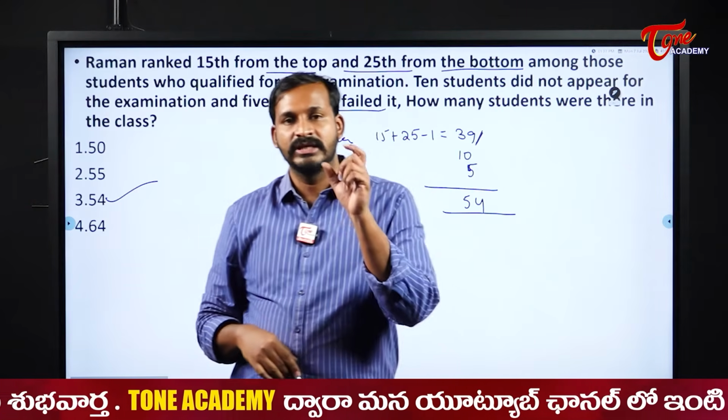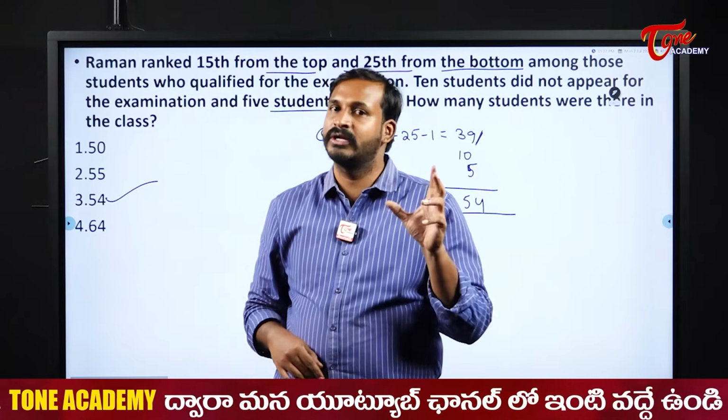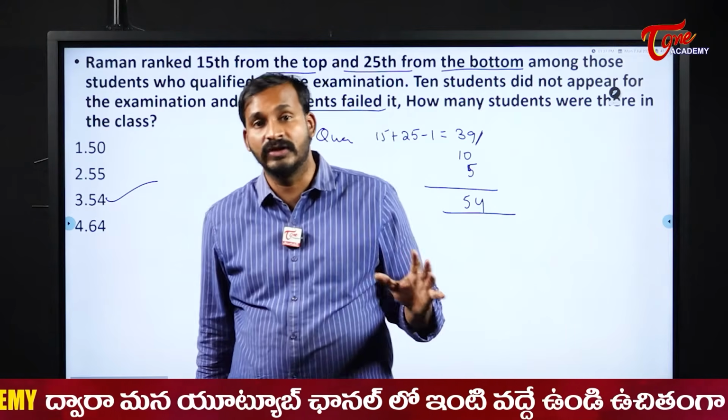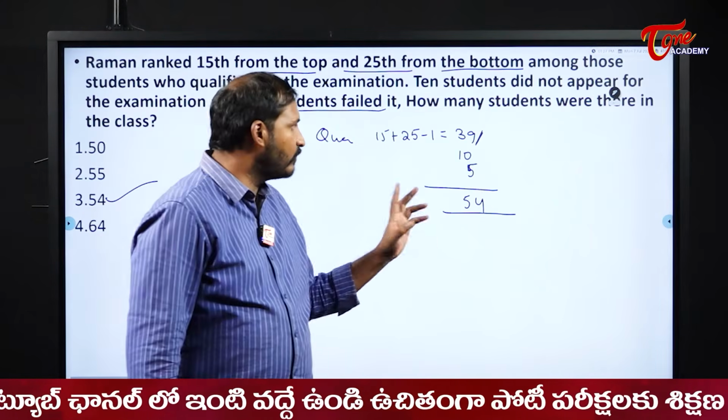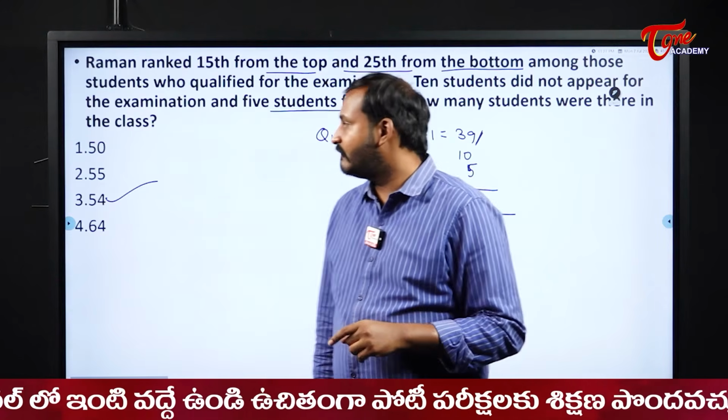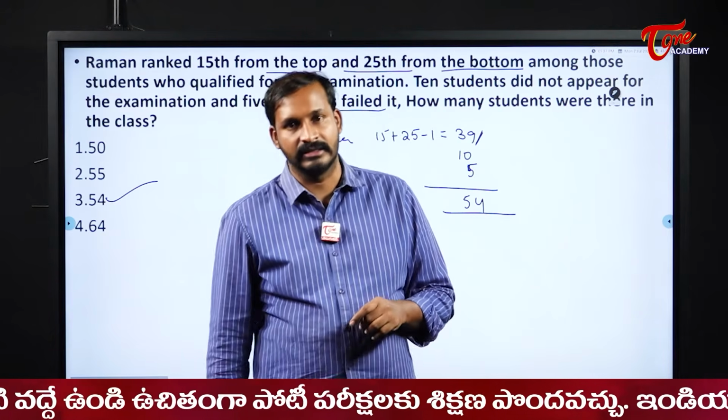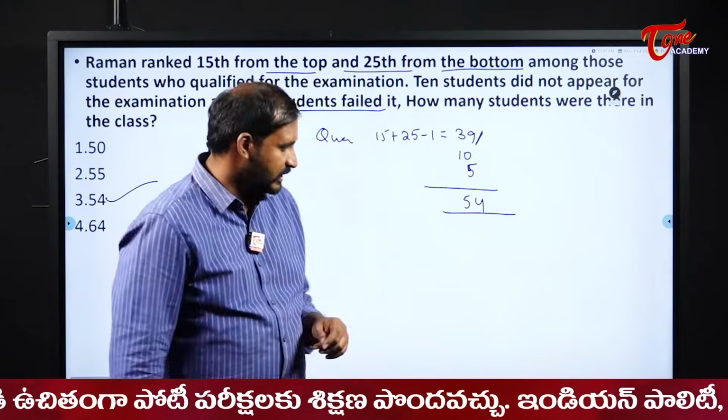See, students, only the students who qualified will be given a rank. The failed students will not be given any rank. Remember this one. So the total number of students here is 54. Okay, 54 students are there.